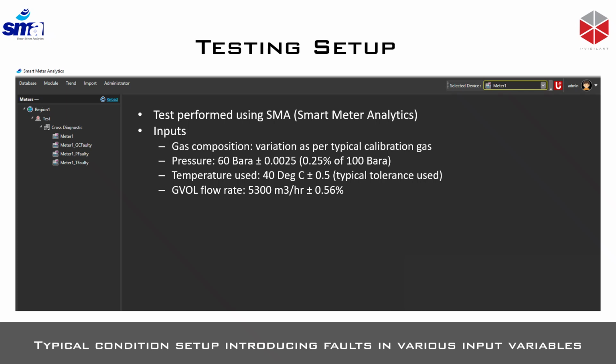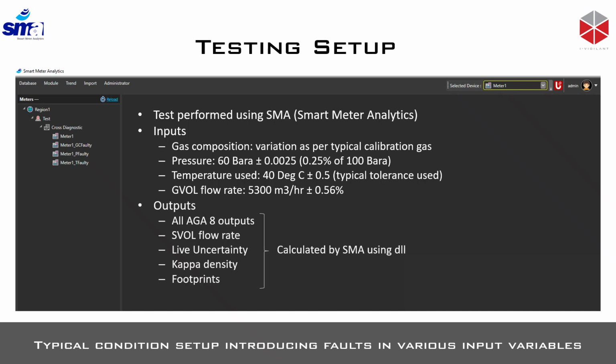So what we then do, we also put three other meters in there: meter 1 GC faulty, meter 1 pressure faulty, and meter 1 temperature faulty. On the meter 1 GC faulty, every other parameter remains the same, but we introduce an error on the hexane. On the pressure faulty, all parameters are the same, but we introduce a pressure bias, and on temperature faulty, we introduce a temperature bias. From there, we can then calculate all the outputs.